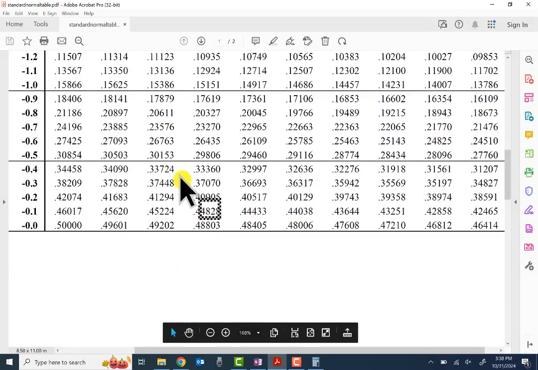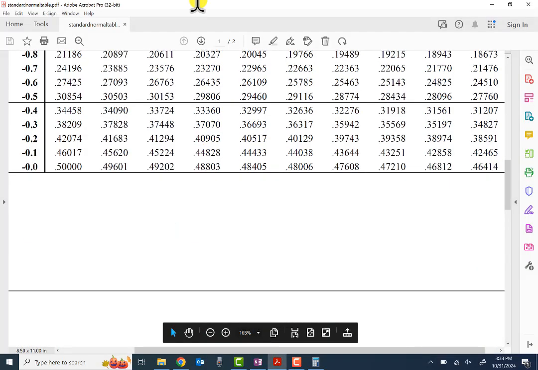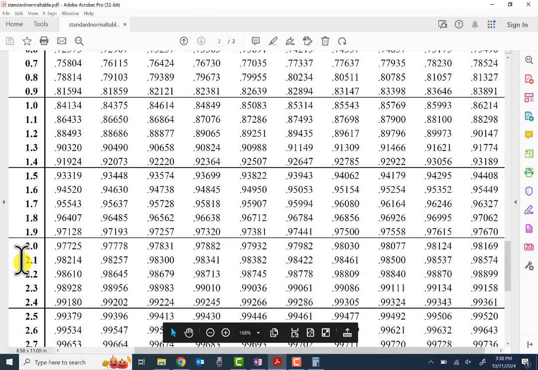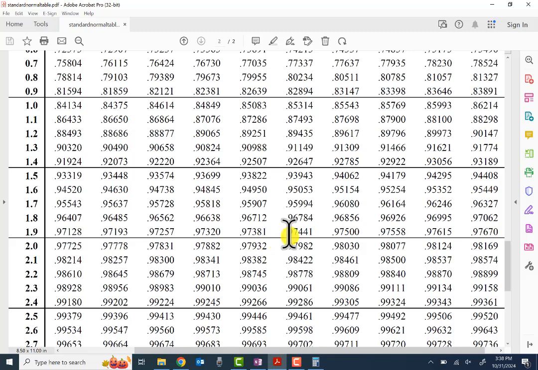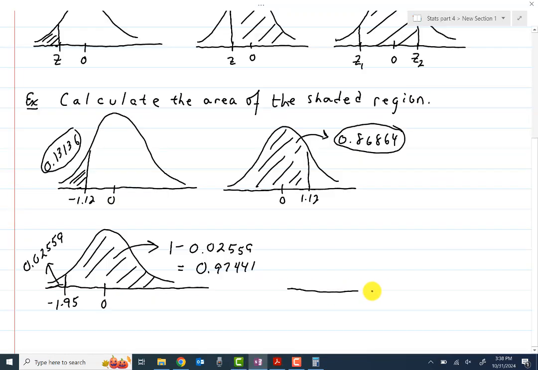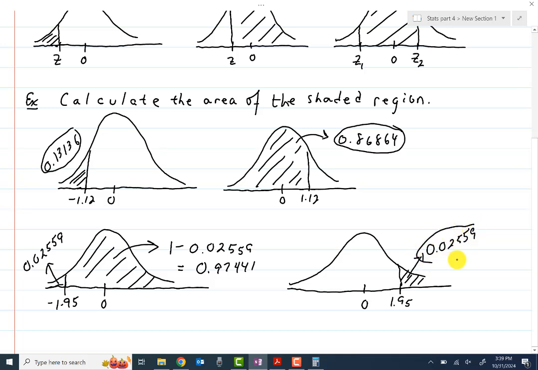Another way you could have done it is you could have looked up positive 1.95 in the table, if you're savvy enough to do that. If I go to positive 1.95, there it is, our 0.9744. So I was able to check myself. And that's something that you can do as well. If I ask you to find this area, you could look up negative 1.95, or you could look up this area out here. Either way you get it, you'll get 0.02559.